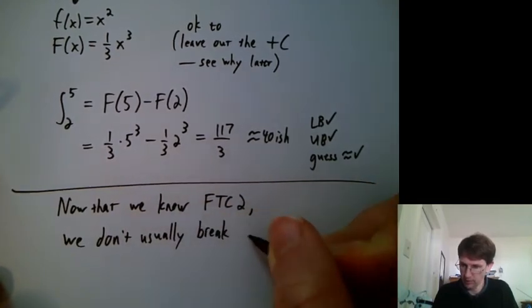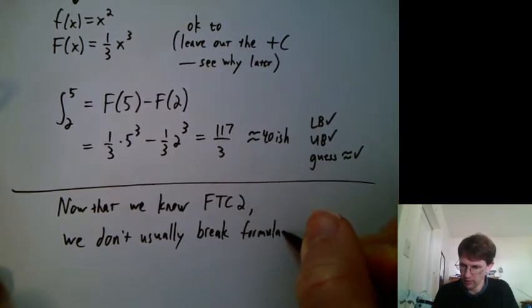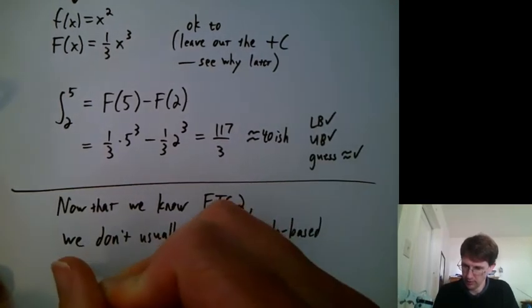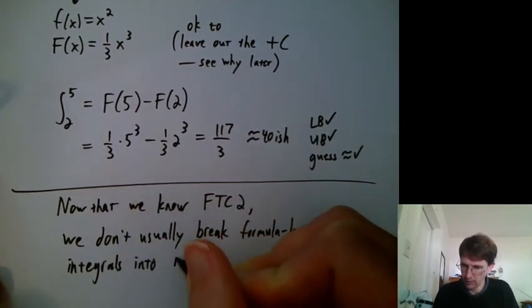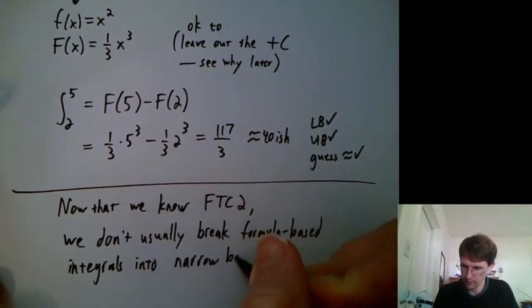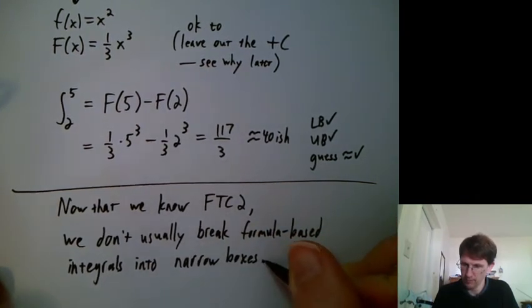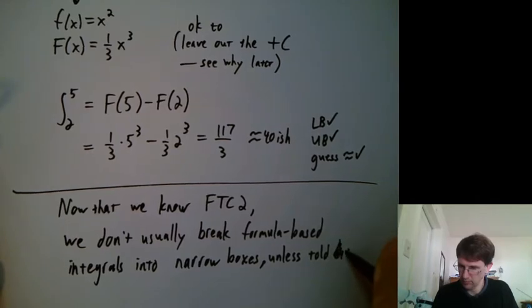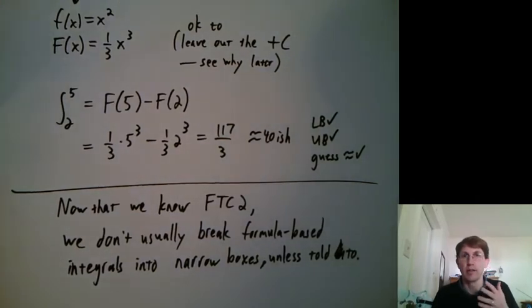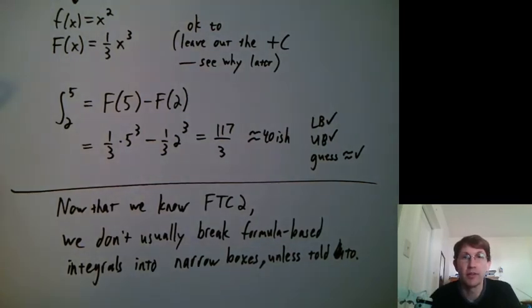So we don't usually break formula-based integrals into narrow boxes unless told to. Because the FTC part 2 gives us exact answers, those boxes are actually more work and give us a not as exact answer. And let's switch to Desmos to see what just happened.